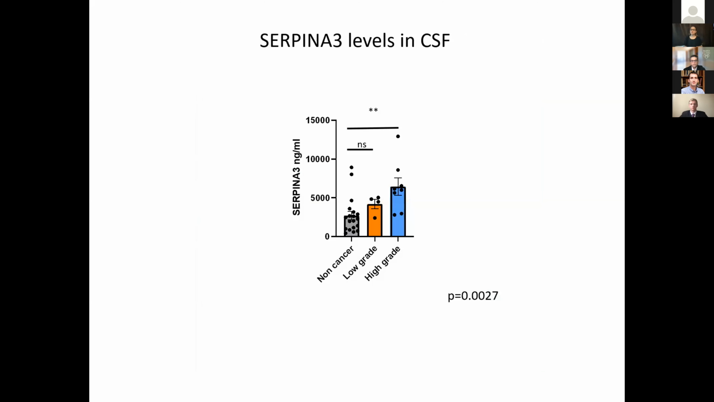So with this, we started first by checking the levels of SERPINA3 in cerebrospinal fluid from non-cancer patients, patients with low-grade gliomas and patients with high-grade gliomas. And interestingly, we saw that the patients with high-grade gliomas have higher expression of SERPINA3 than the non-cancer patients or the patients with low-grade gliomas. This, again, is a starting project.